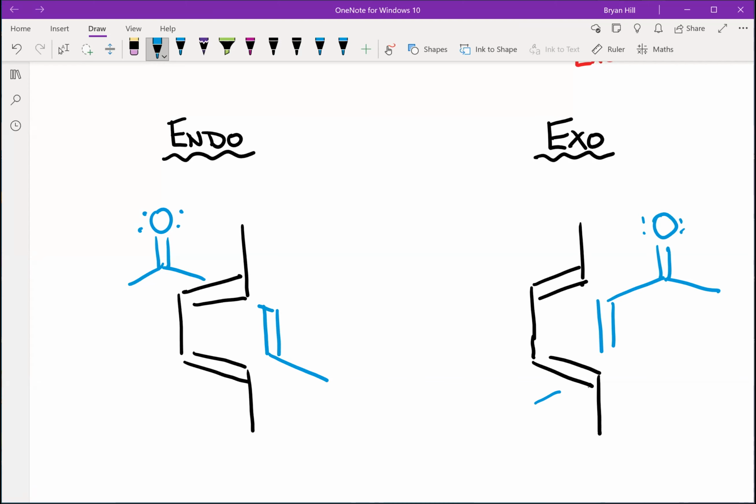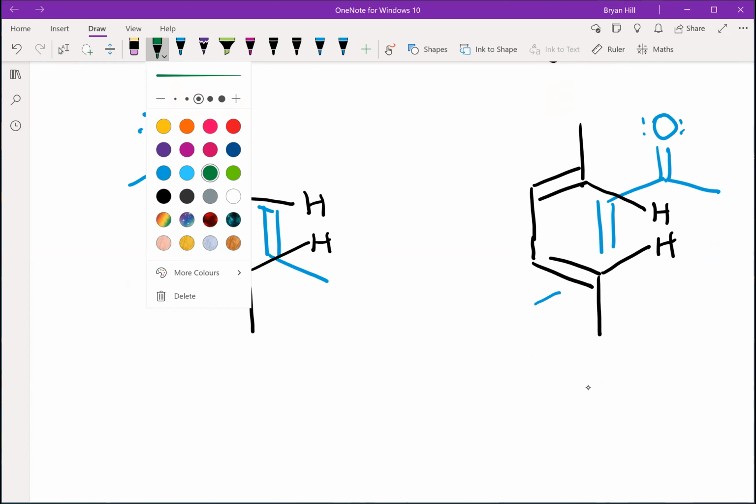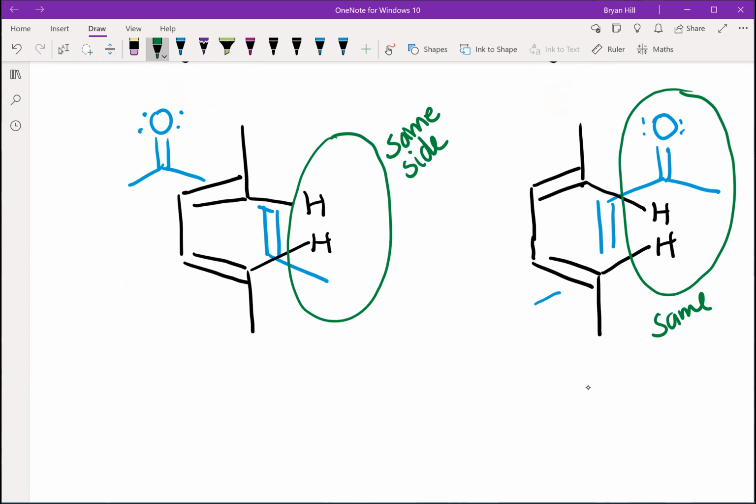So what I'm going to do next is draw the protons on my little double bond here of the diene. I'm going to draw the protons, exaggerate them, draw them really far out and exaggerate their location. Then to determine what's on the same side, I'll draw this in red, or green, for example. I'm just going to circle all these things. These groups are the groups on the right-hand side that are on the same side.